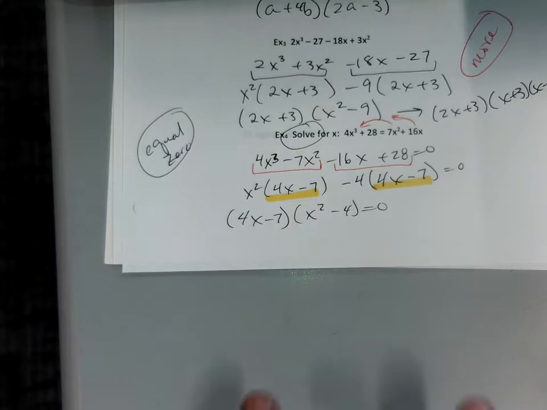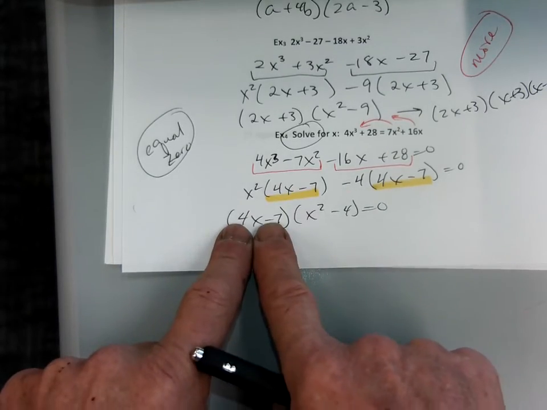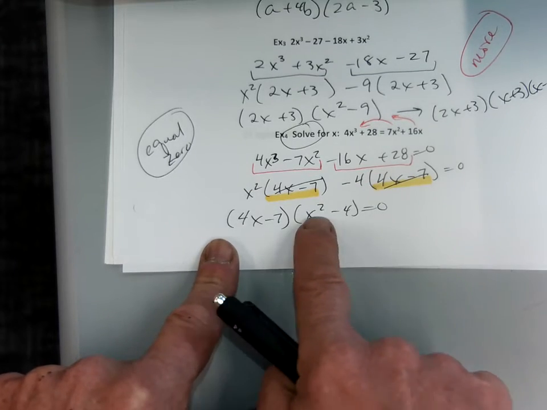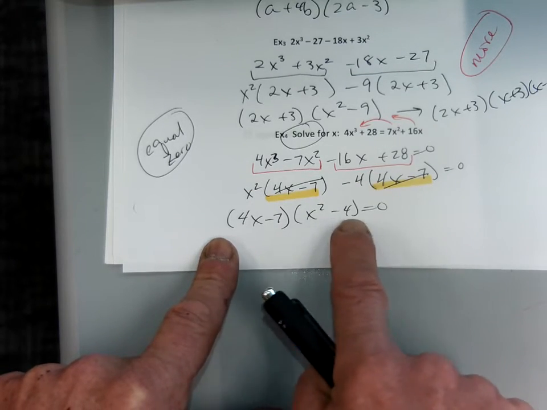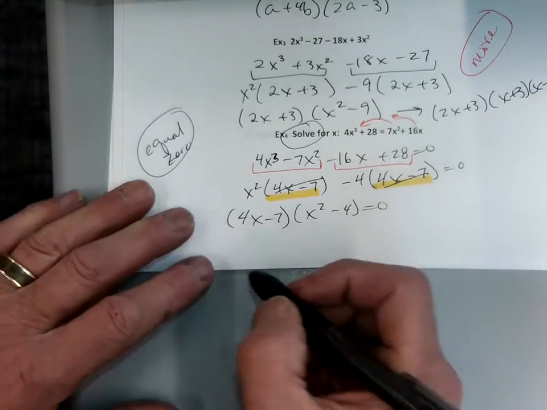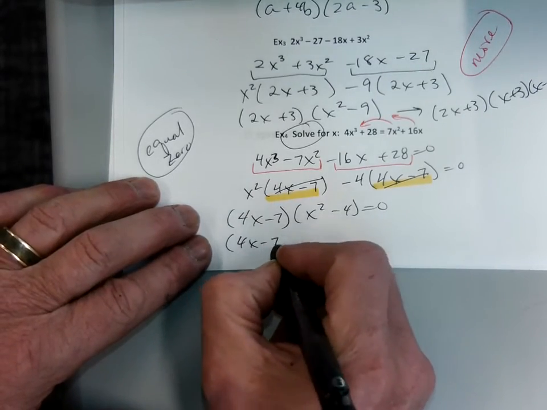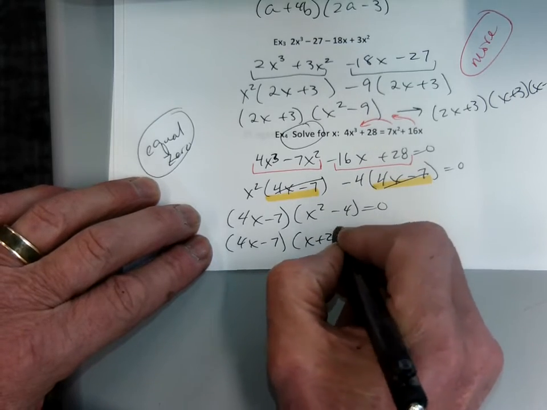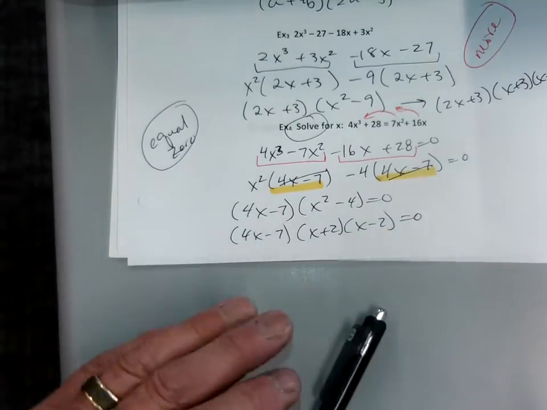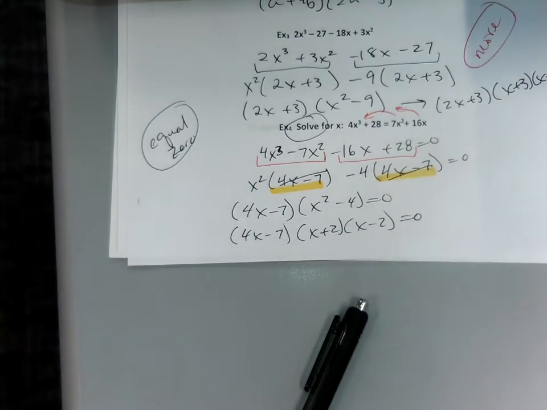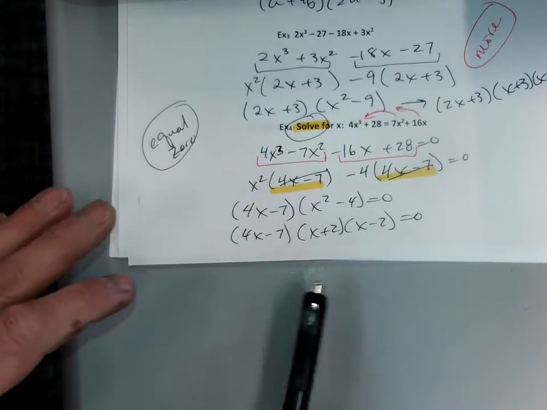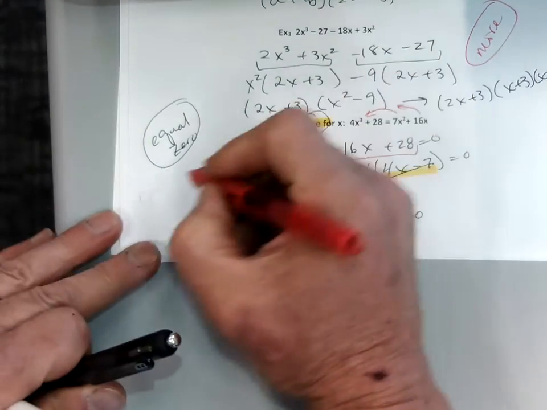So 4x minus 7 is what they have in common, correct? I take that out. What's left over? X squared minus 4. Now, Tava, what did you say? X plus 2, x minus 2. So she saw the next step. So we're going to factor this one again. 4x minus 7, and then I have an x plus 2, x minus 2, right? Now, I need to solve. It says solve, right? I have many equations, right? I should get 3 answers.